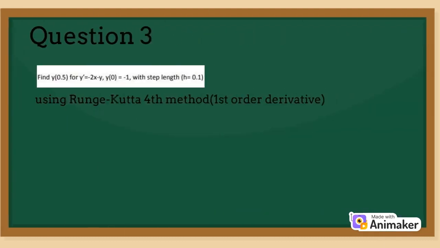For question 3, we will use a step length of 0.1. The initial value of x is 0 and the initial value of y is -1, to find y when x is equal to 0.5.